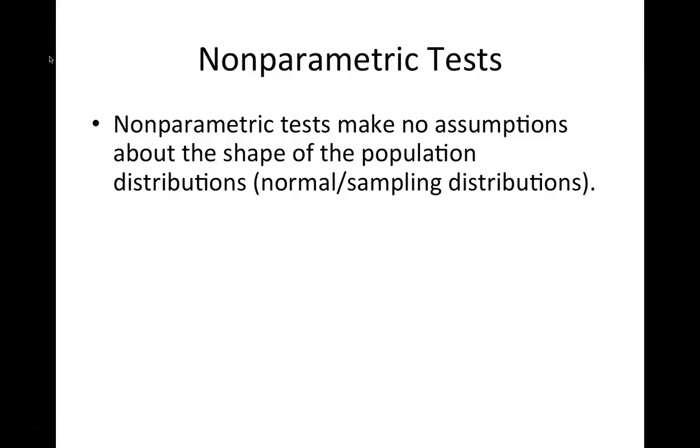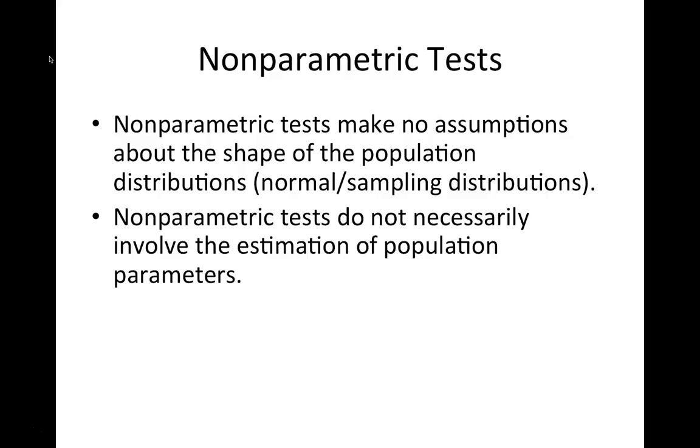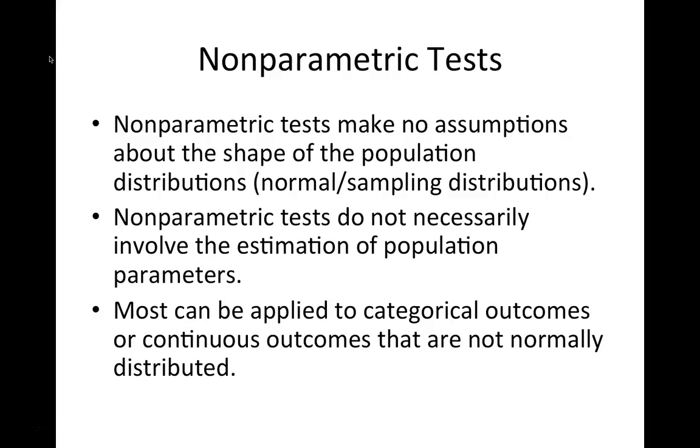Nonparametric tests are different from parametric tests in that they don't make assumptions about the shape of the population distribution, and so they don't make these assumptions about normal distributions. And nonparametric tests don't necessarily involve the estimation of population parameters. Most of them don't, which is why they don't have that assumption about what the population looks like or what those distributions look like. Most of these tests can be applied to categorical outcomes or to continuous outcomes that aren't normally distributed.